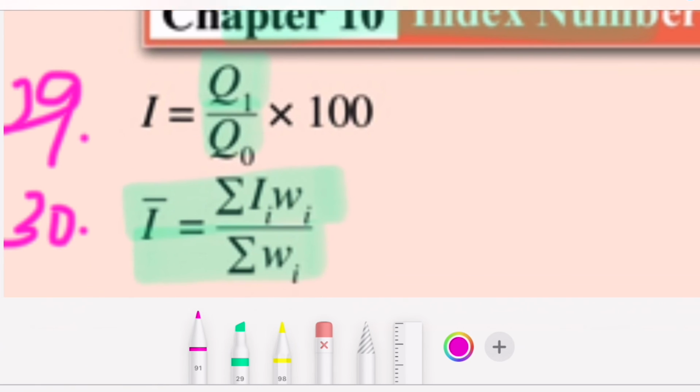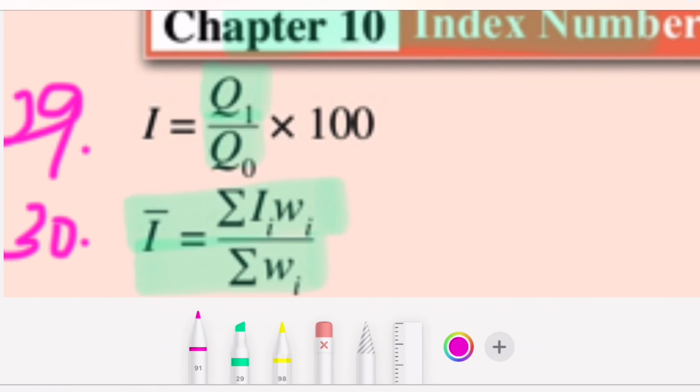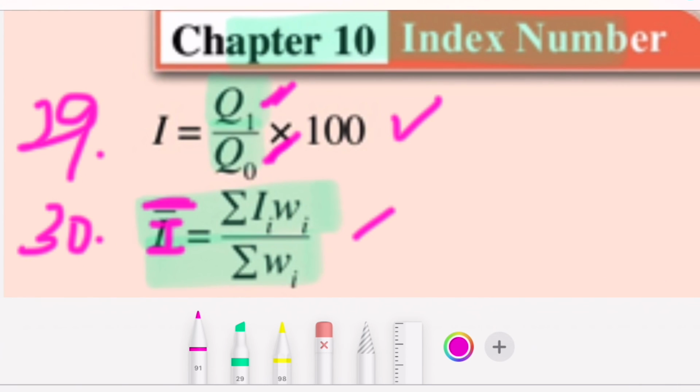And the last topic is index number. Price index, we can use a quantity for the specific year over the base year. And then we can use a price for the specific year over the base year times 100. And the composite index must have the line on top of the I. It is the summation of index number times weightage over total weightage. That's all my sharing about all the 30 formulas for the Form 4 syllabus.